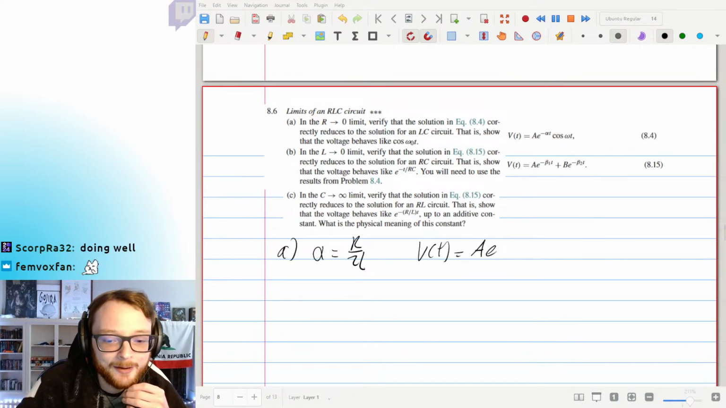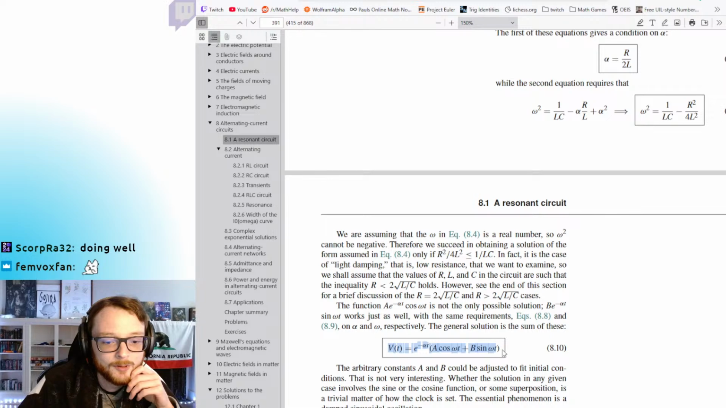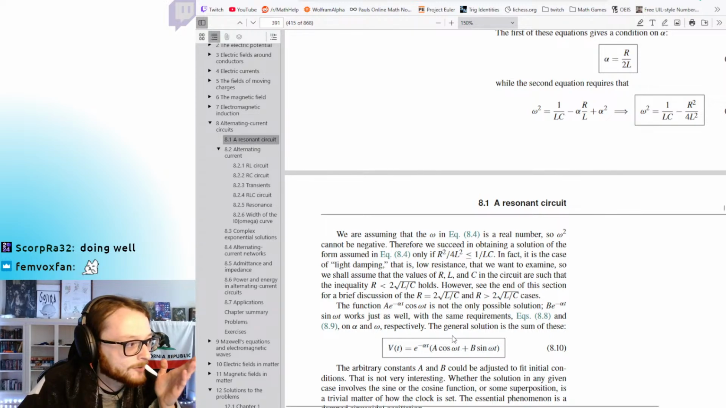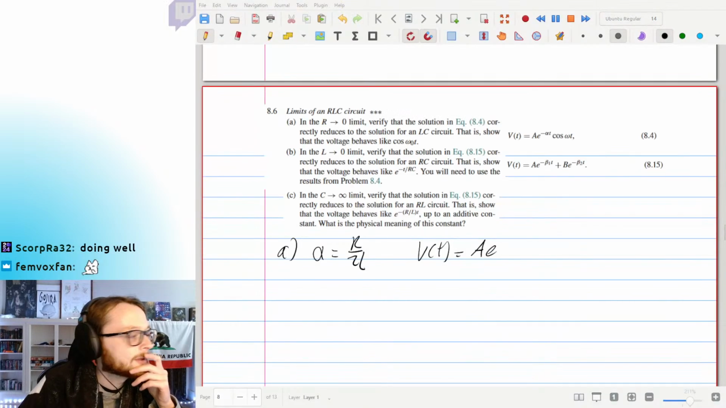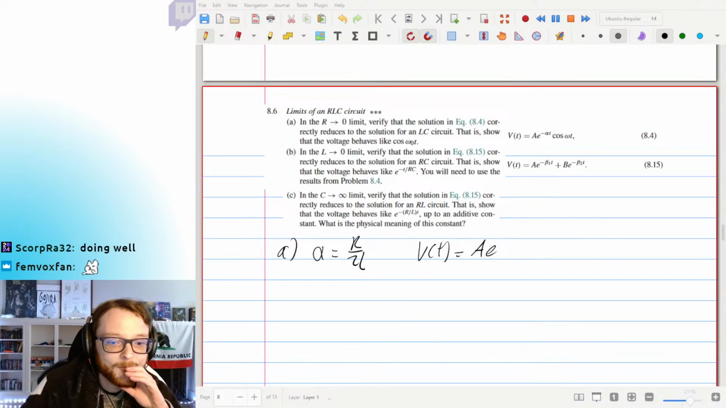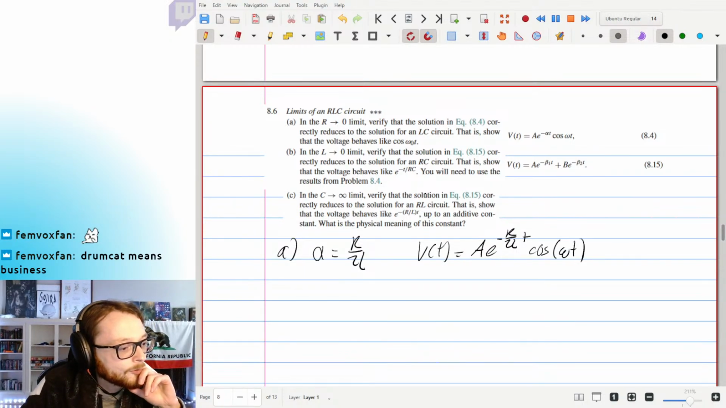Do I want to care? I assume I don't. I was wondering if I want to care about the full, like the actual general solution. I feel like they said equation 8.4 though, so maybe we just stick with equation 8.4. And they said that, yeah, I think you do. Drumcat means business, exactly. 2L t, cosine omega t.